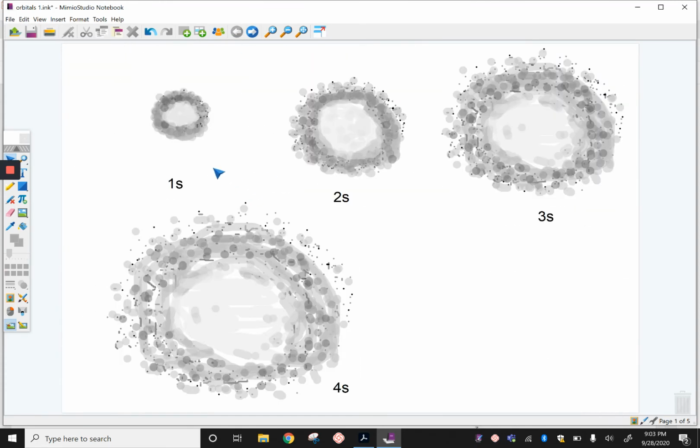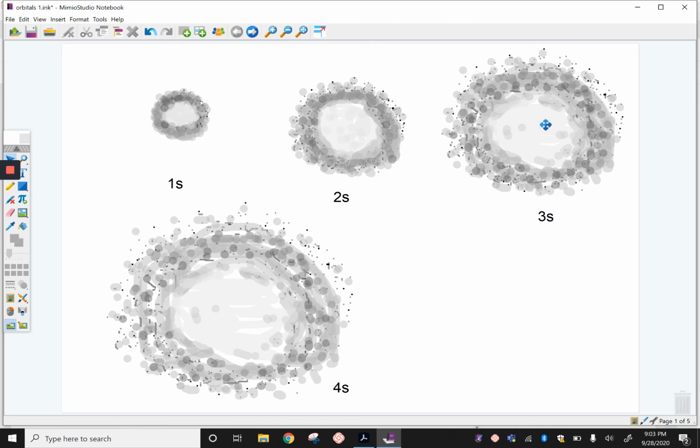So here are the S functions, the S sublevels. They're spheres. So this is the 1s. That means the S sublevel in the first energy level. This is the 2s. The second energy level, the S sublevel. This is the 3s. Third energy level, S sublevel. This is the 4s. Fourth energy level, S sublevel.